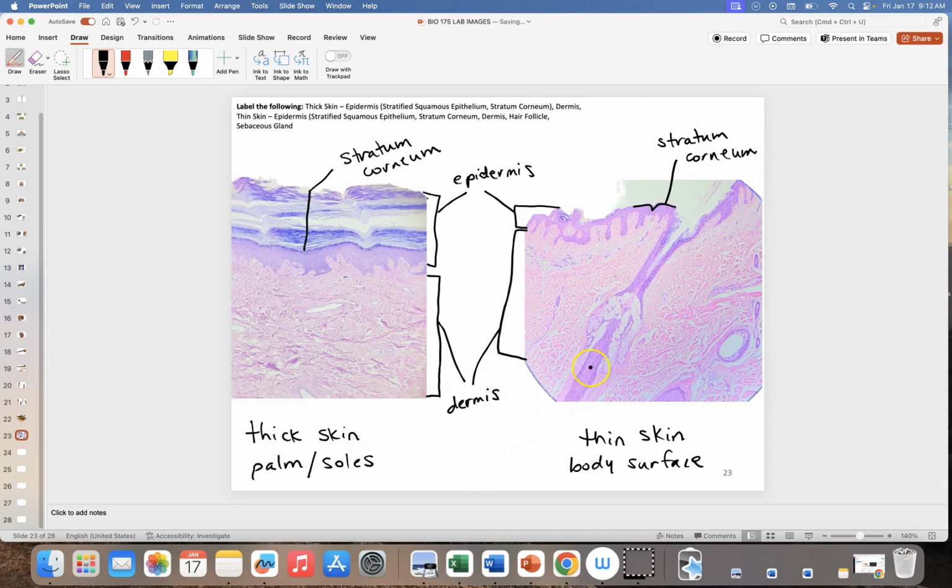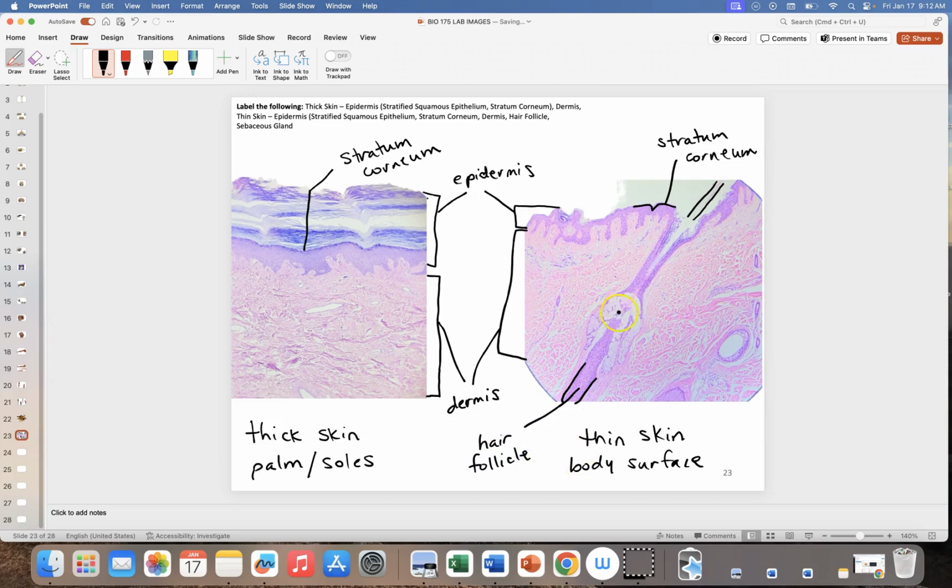And if we look at the accessory structures in our thin skin, we can note right here this structure, which is producing hair. So we can see the hair shaft. I'll outline it here for us. We can see a little bit of the hair shaft remaining on this slide. So this down here would be the organ which produces hair, which is our hair follicle.